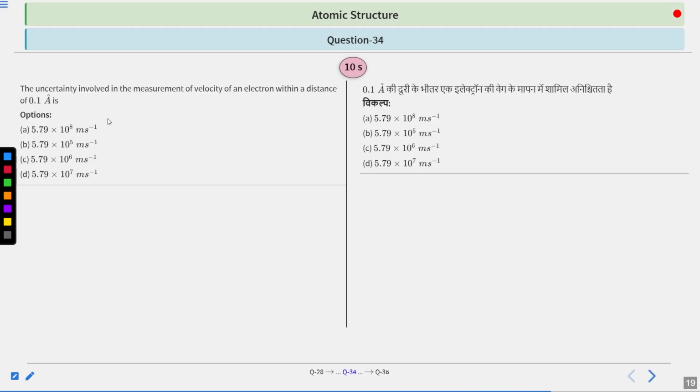Question number 34 says that the uncertainty involved in the measurement of velocity of an electron within a distance of 0.1 angstrom is. Options are A 5.79 into 10 to the power 8 meter per second. Option B 5.79 into 10 to the power 5 meter per second. Option C 5.79 into 10 to the power 6 meter per second. And option D 5.79 into 10 to the power 7 meter per second. Now let us have 10 seconds to solve this question first of all.